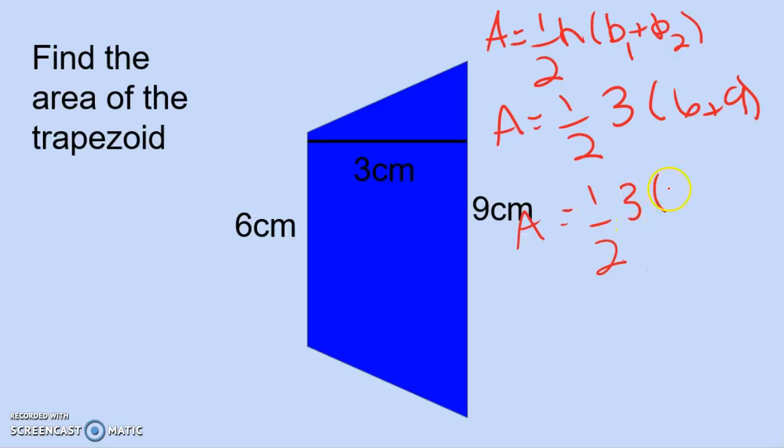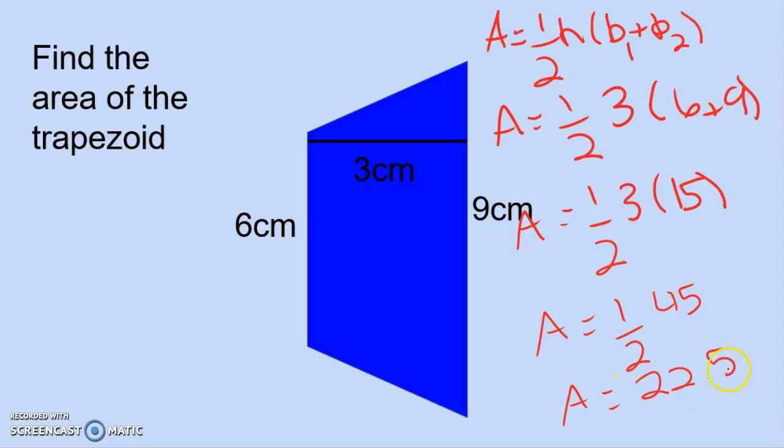We're going to add the 6 and the 9. That gets us 15. And our step after that is to combine or multiply that 3 and the 15. So now I have 45. And 1/2 of 45 is going to be 22.5. Now there's a couple of ways to do this step right here.